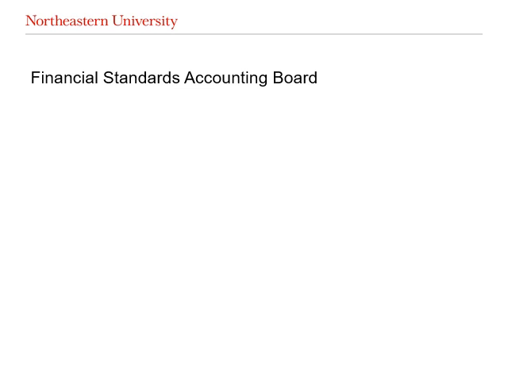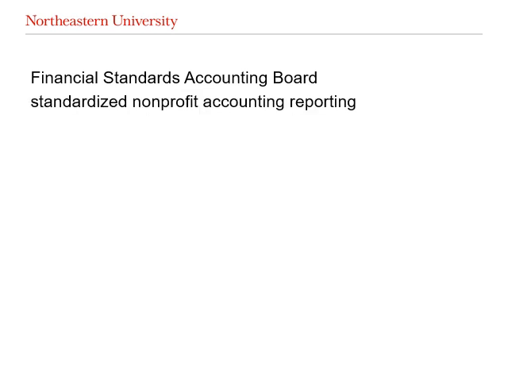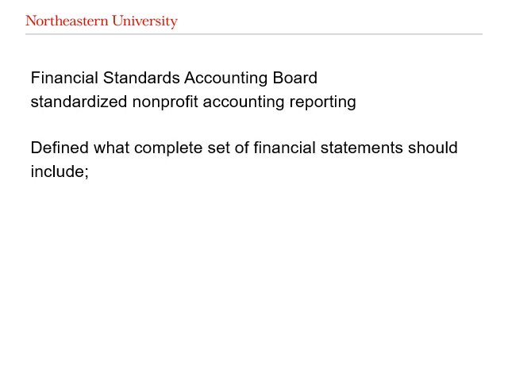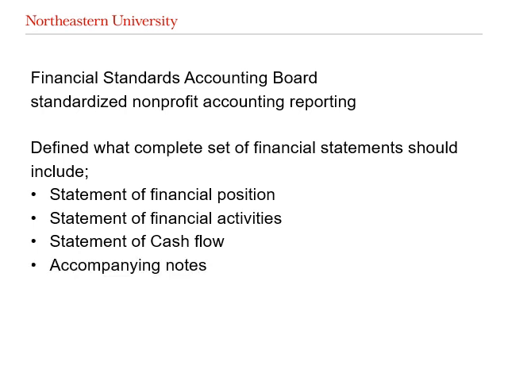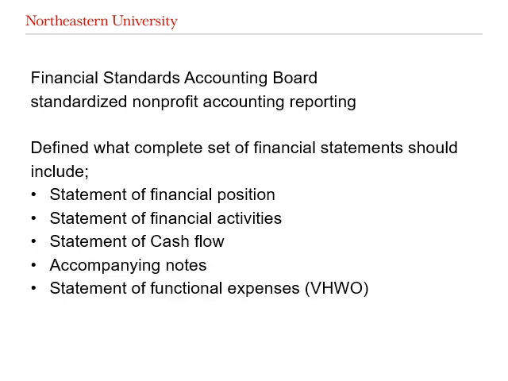There is a Financial Accounting Standards Board, which has in fact standardized what reports a healthy nonprofit should be generating regularly. And it defined what a complete set of financial statements should include. There's a statement of financial position, statement of financial activities, statement of cash flow, accompanying notes, and a statement of functional expenses, and we will look at that in the next video.